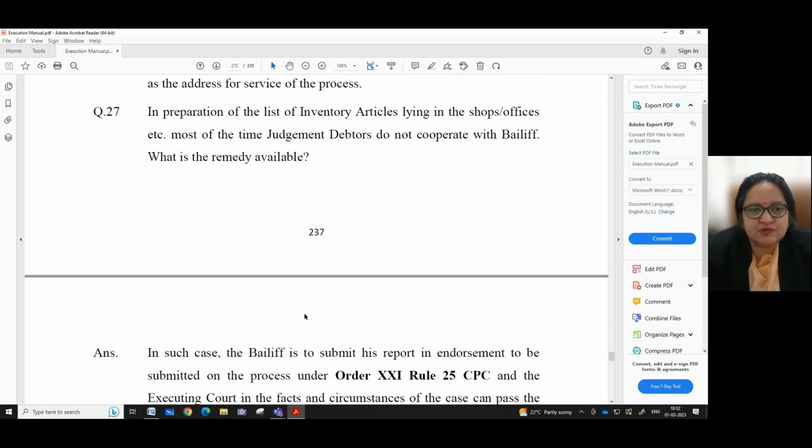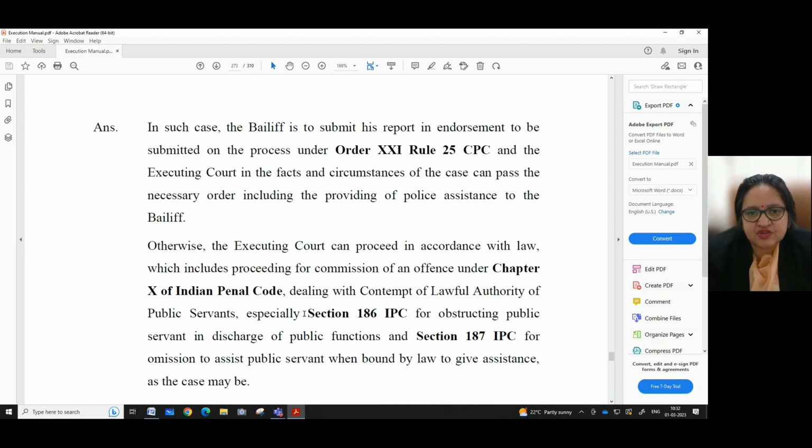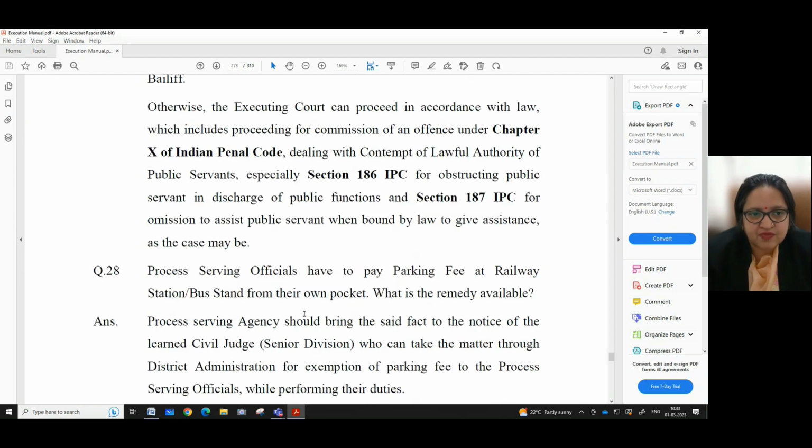Another question is that in preparation of the list of inventory of articles lying in the shops or offices, etc., most of the time judgment debtors do not cooperate with the bailiff. What is the remedy available? Now, the answer to the question is that in such case, the bailiff is to submit his report and endorsement on the process under Order 21, Rule 25 CPC, and the executing court in the facts and circumstances of the case can pass the necessary order, including the providing of police assistance to the bailiff.